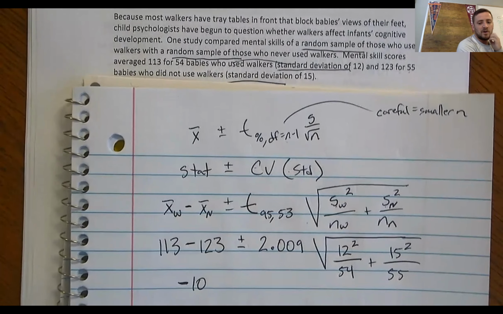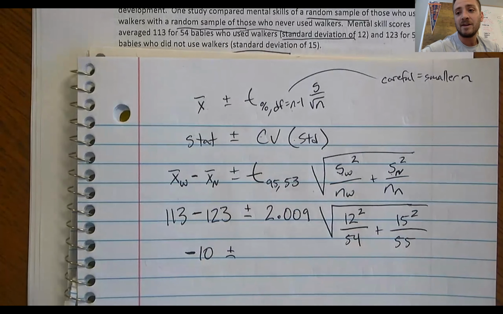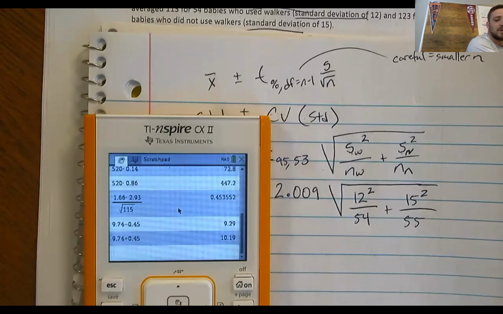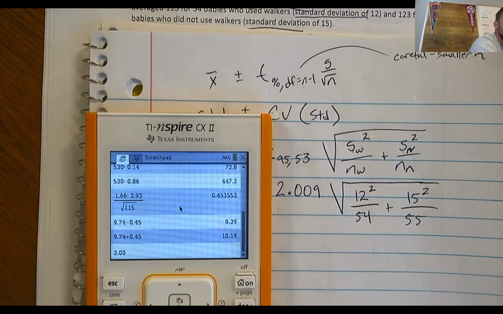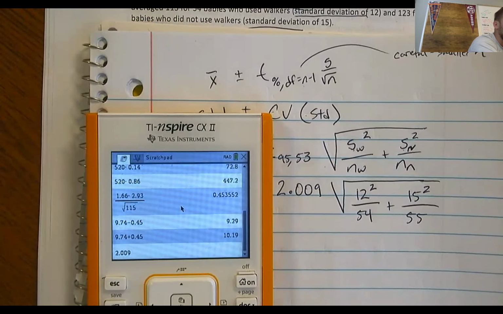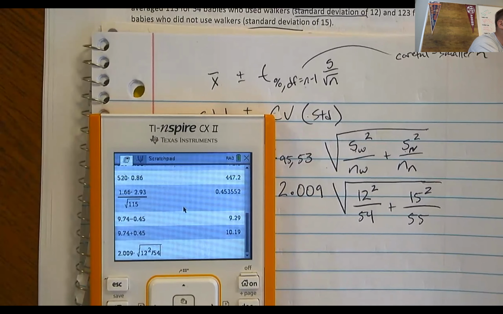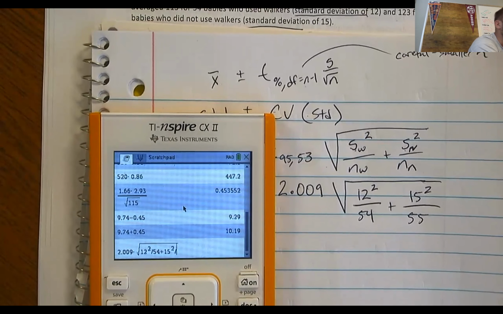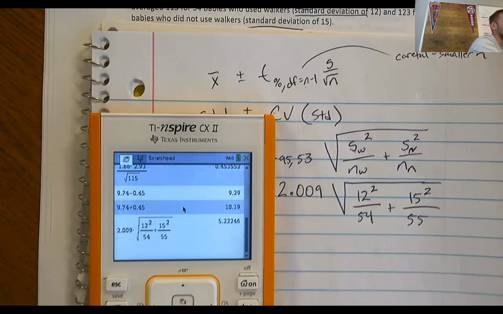Remember, the part that is after the plus or minus is called your margin of error. I like you guys to calculate that all at once. So I'm going to pull out a nice TI-Nspire. Again, you don't need the TI-Nspire, but I have uploaded a link for you guys so that you can download it. So 2.009 times the square root of 12 squared divided by 54 plus 15 squared divided by 55. So my margin of error is 5.22.